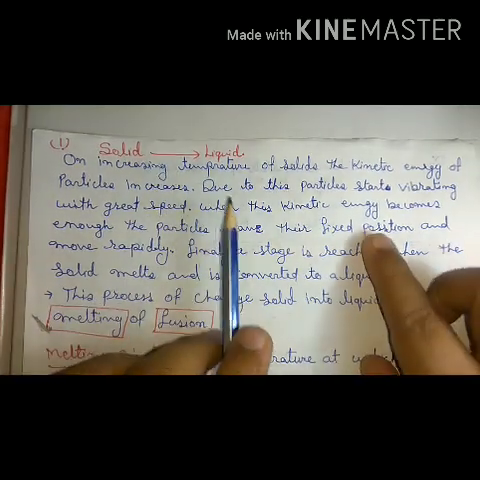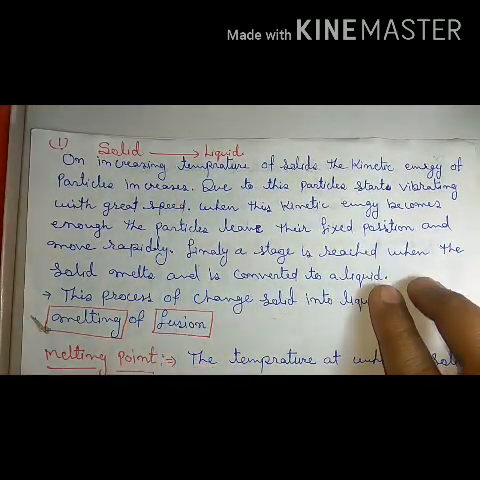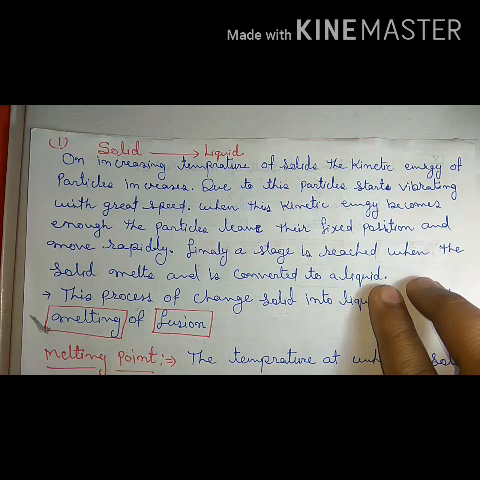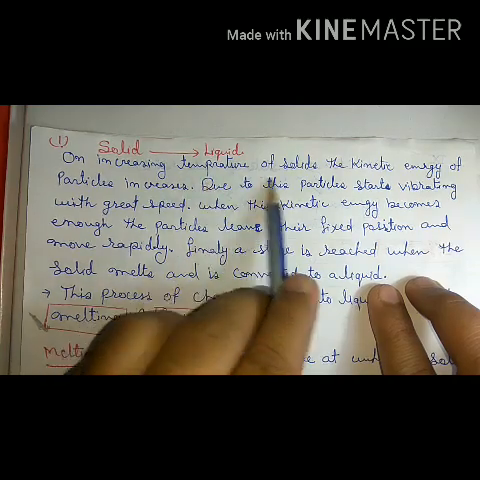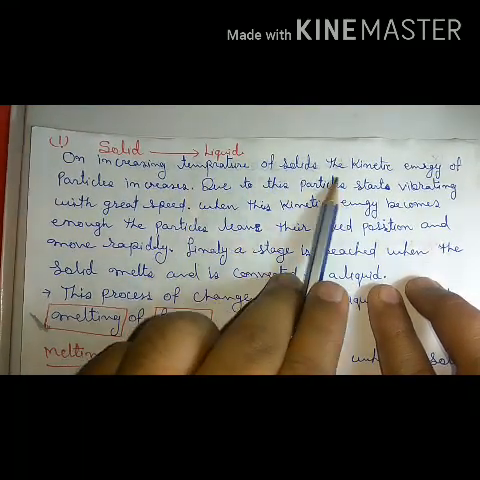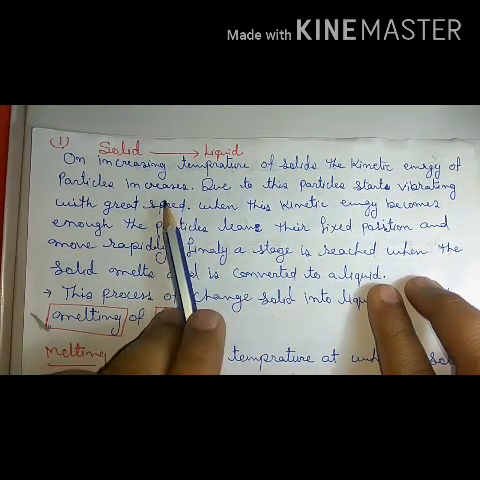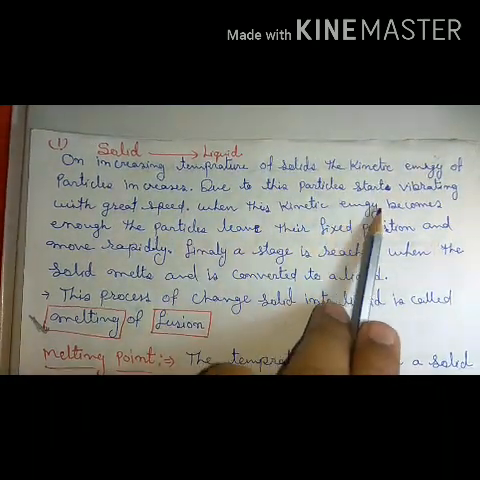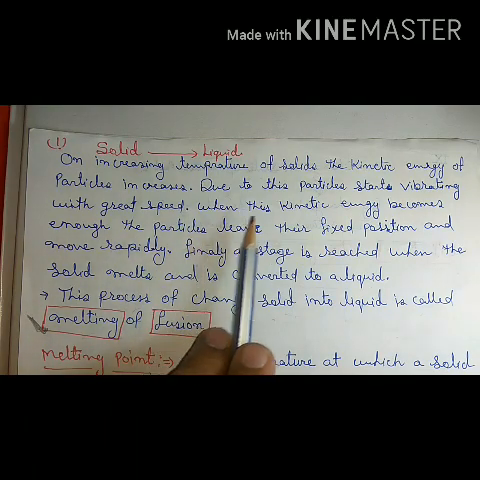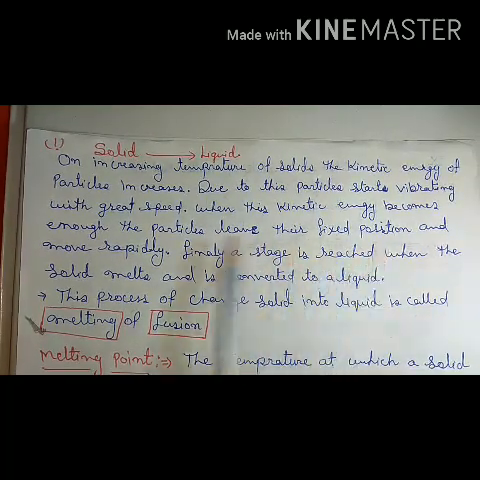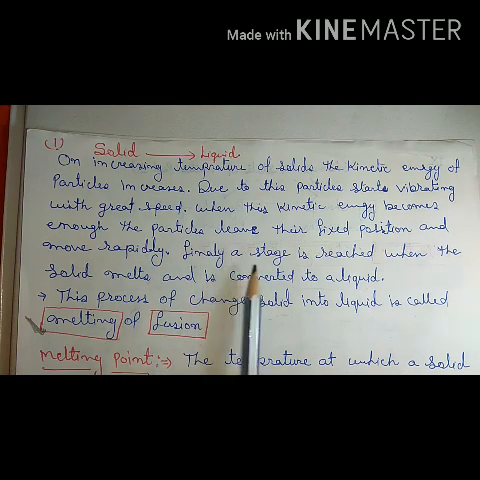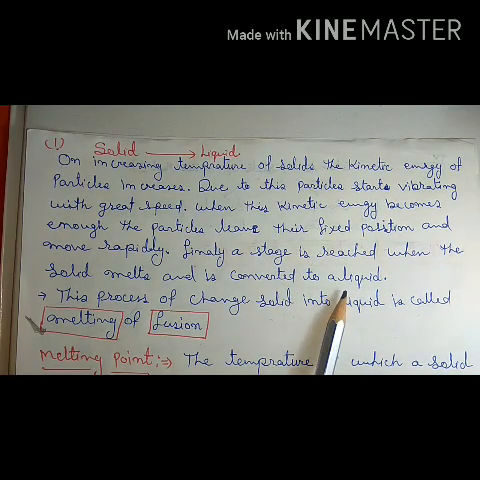On increasing the temperature of a solid, the kinetic energy of particles increases, because as we discussed, the temperature results in an increase in thermal energy, which results in vibration, and vibration, that means motion, is related with kinetic energy. So increasing the temperature of the solid increases the kinetic energy of particles, due to which the particles start vibrating with great speed. When the kinetic energy becomes enough, the particles leave their fixed positions and move rapidly. Finally, a stage is reached when the solid melts and converts into liquid.